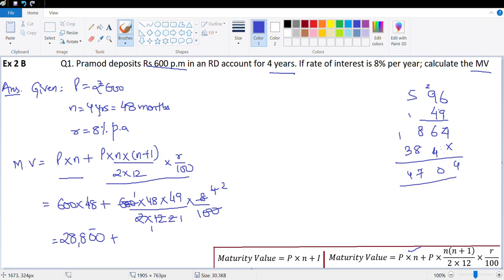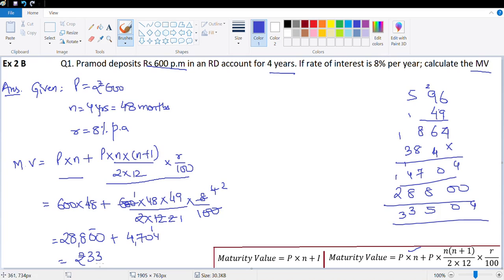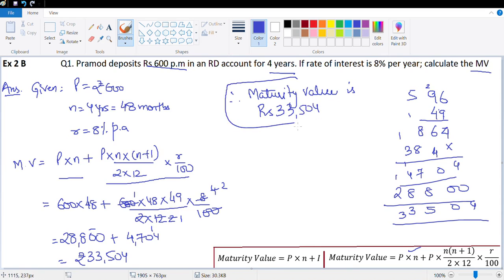This is 4,704, plus 28,800. This is 408 plus 7, 15. That's 12 plus 1, 13. This is 33,504. So this is rupees 33,504. Therefore, maturity value is rupees 33,504. Simple question and just a simple calculation. Let's look at the next one.